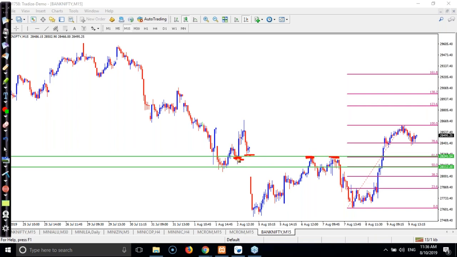We have seen one time, two times, three times, four times, right? This is the one time, this is two, this is three, and this is the four. Four times they are trying to break this level. And now in the 61%, in that area, they are placing a strong support. So we are looking for a possible reversal from this area.